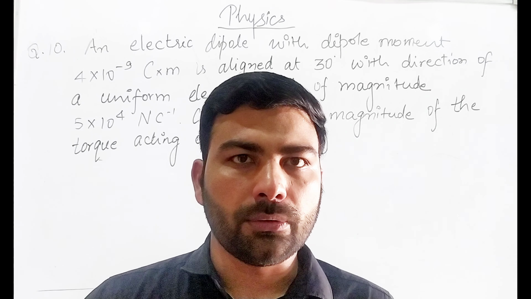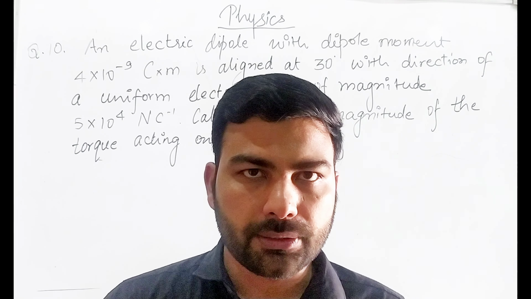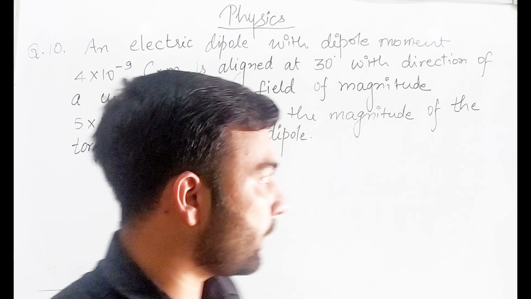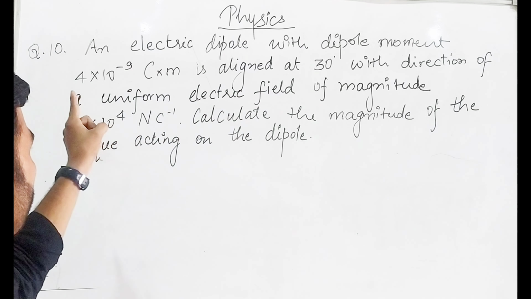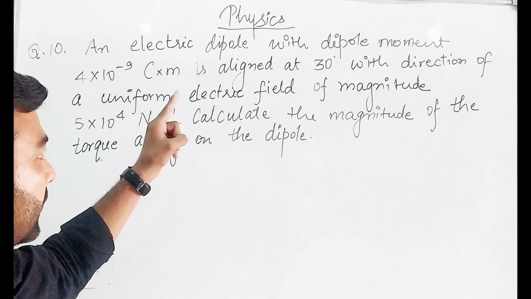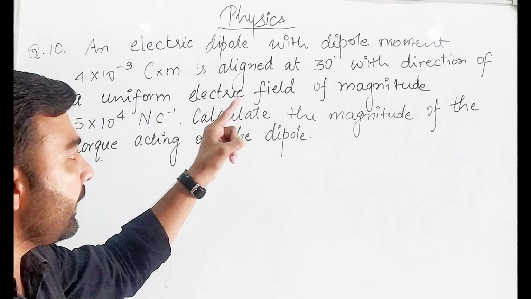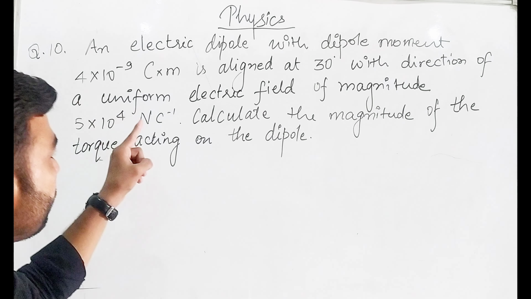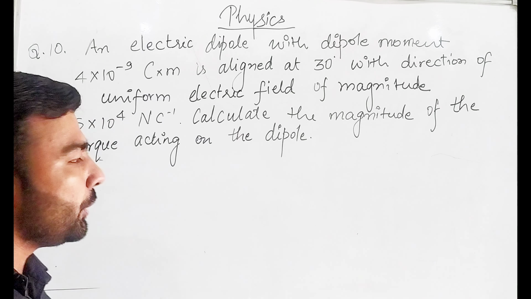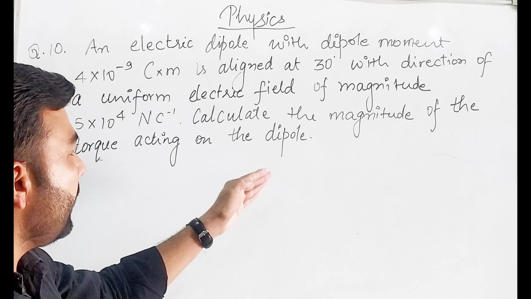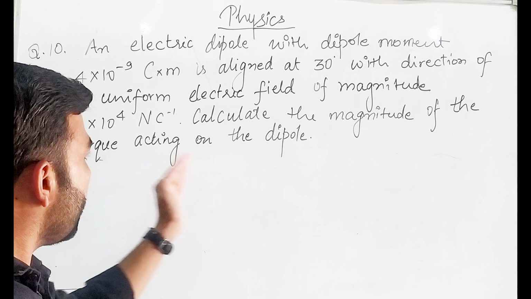Hi everyone. Today we are going to solve a question related to electrostatics. In this question, it is given that an electric dipole with dipole moment 4 into 10 to the power minus 9 coulomb into meter is aligned at 30 degree with direction of a uniform electric field of magnitude 5 into 10 to the power 4 Newton per coulomb. Calculate the magnitude of the torque acting on the dipole.